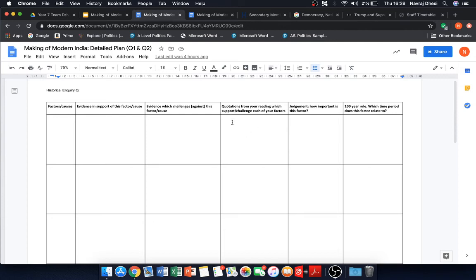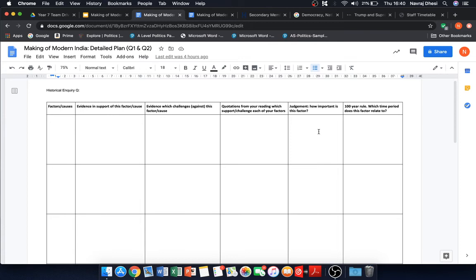And when it comes to providing quotations here, the author, the book title, and the page number will be incredibly useful, because when it comes to referencing for your NEA, that will just make things easier. In this column, you'll be thinking about how important this factor is, okay? So you'll be weighing up the relative significance of all of the different causes that you've discovered.